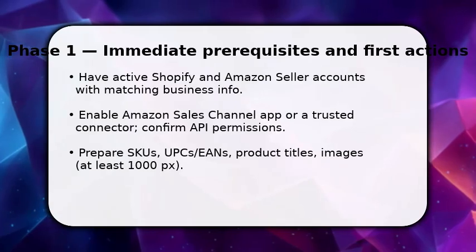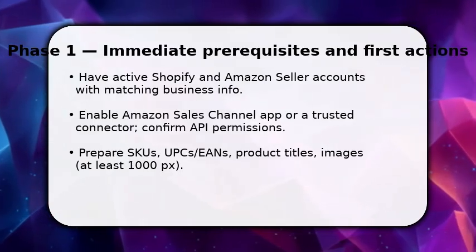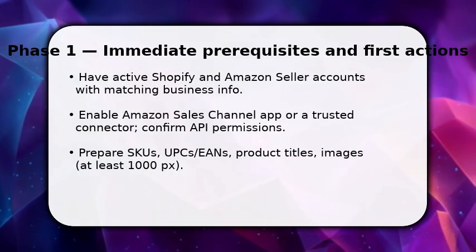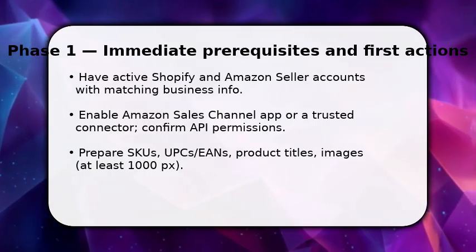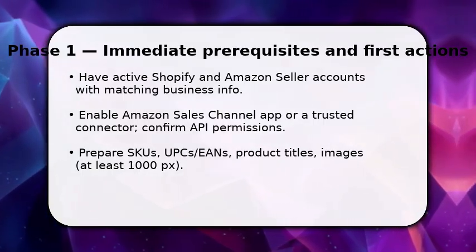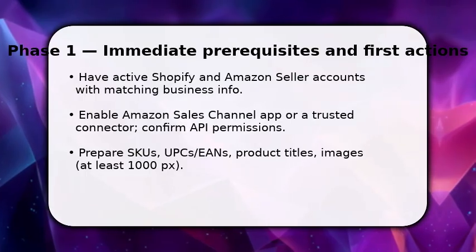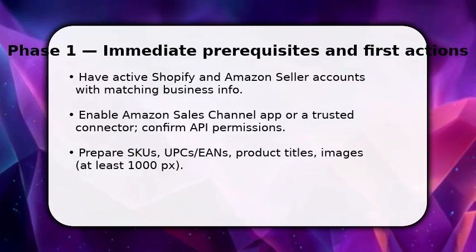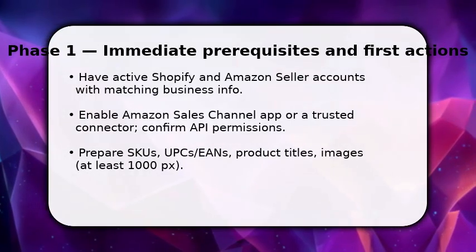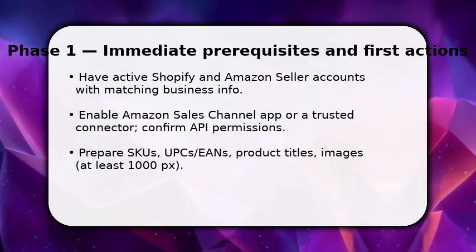Enjoy the video. You start by confirming prerequisites: accounts, tax settings, and matching business names, because mismatched details block listings. Once confirmed, install the Amazon sales channel or a third-party connector and grant API permissions. This lets Shopify create listings on Amazon.